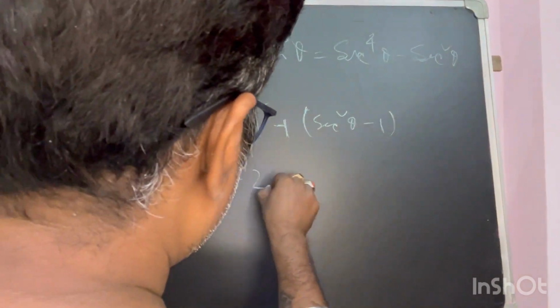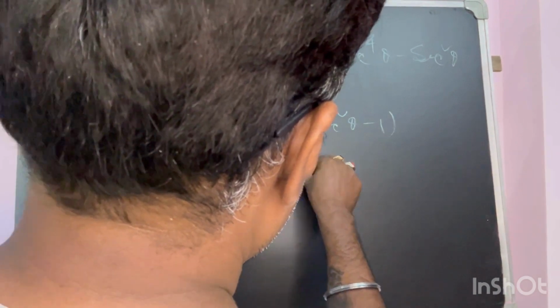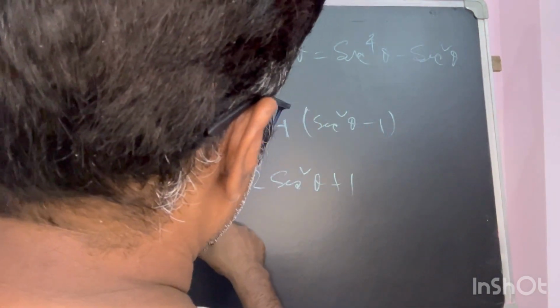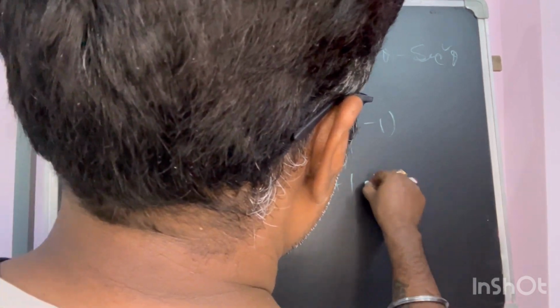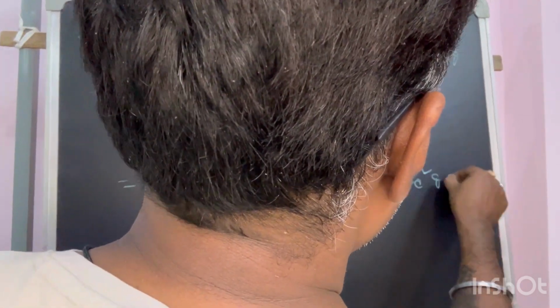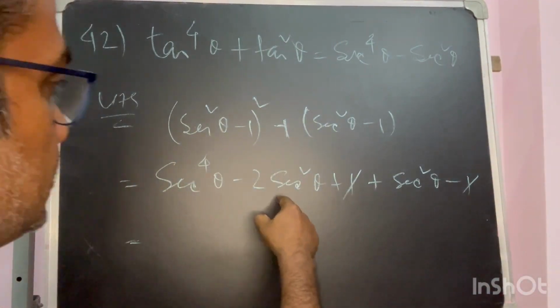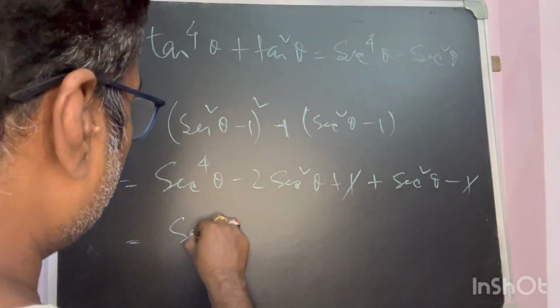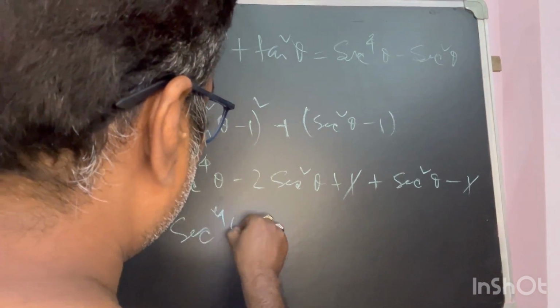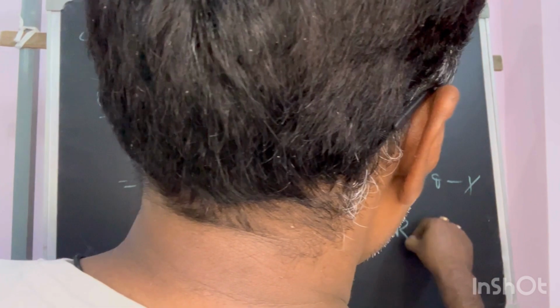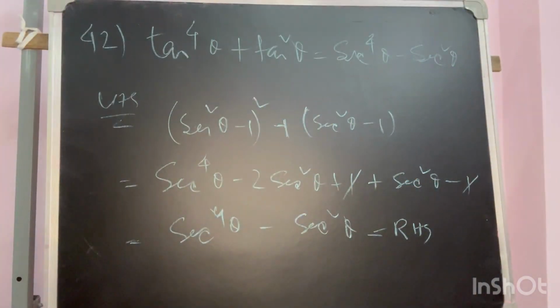Sec to the power 4 theta minus 2 sec square theta. I'm expanding: a minus b whole square is a square minus 2ab plus b square, plus here it is already sec square theta minus 1. So this can be cancelled out, and this will give you sec to the power 4 theta minus sec square theta, which is equal to your right hand side. Okay.